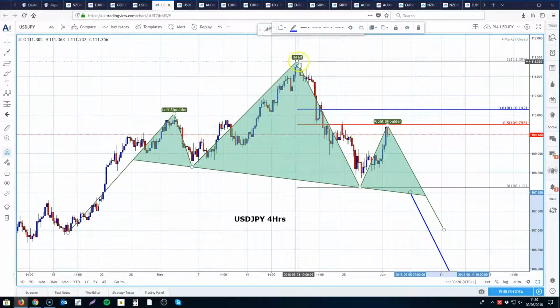So left shoulder, head, right shoulder, a break of this low or this trend of lower lows, which is around about 107.90, and we're going to look to get short of dollar yen next week.